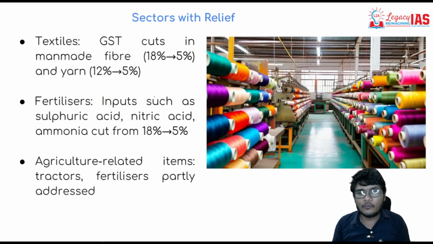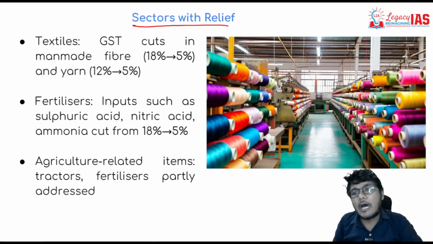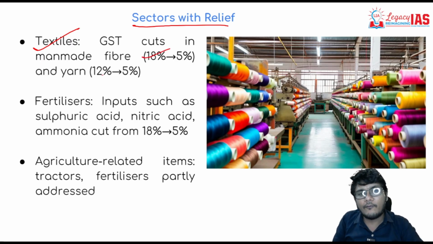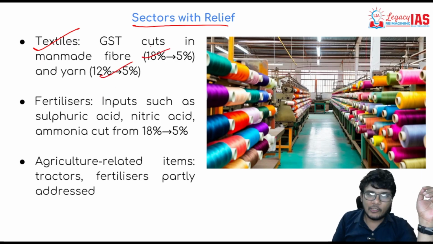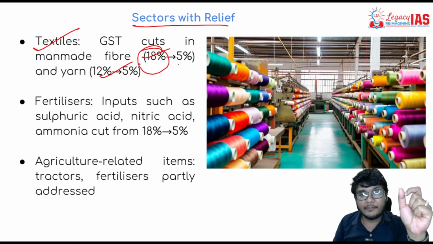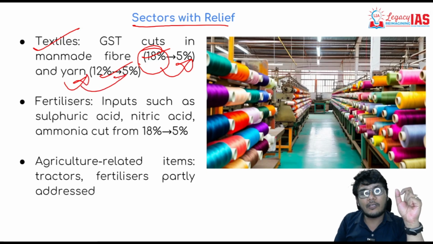Now this is what inverted duty structure is and what issues it is facing. At the same time, there are certain other changes which are a relief to certain sectors. For example, textile. In textile, there have been GST cuts from 18% to 5% and from 12% to 5%. That means the man-made fiber which was taxed at 18% is down to 5%, and the man-made yarn which was taxed at 12% is down to 5%.